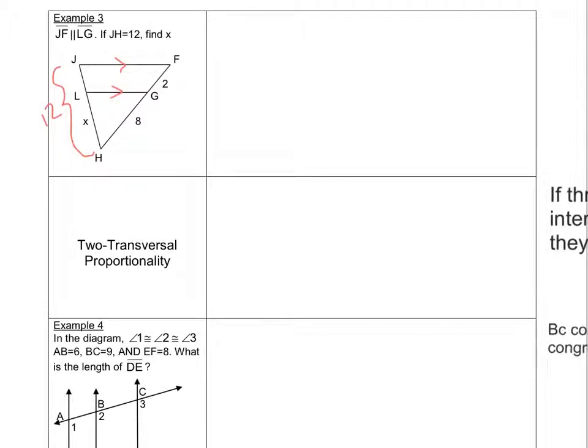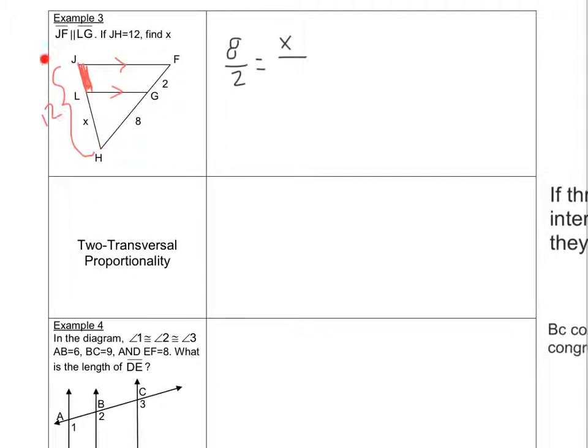Well, here's my problem. I don't know what this piece is. And if I did, I would write the proportion 8 over 2 equals x over, well, whatever this red piece is, right? 8 over 2 equals x over this piece. But I don't know what it is. I do know what this whole thing is. It's 12. Let's just do an exercise of the mind here.